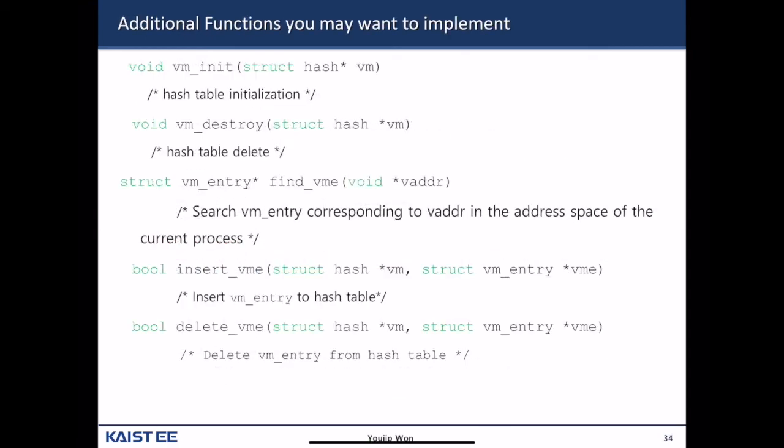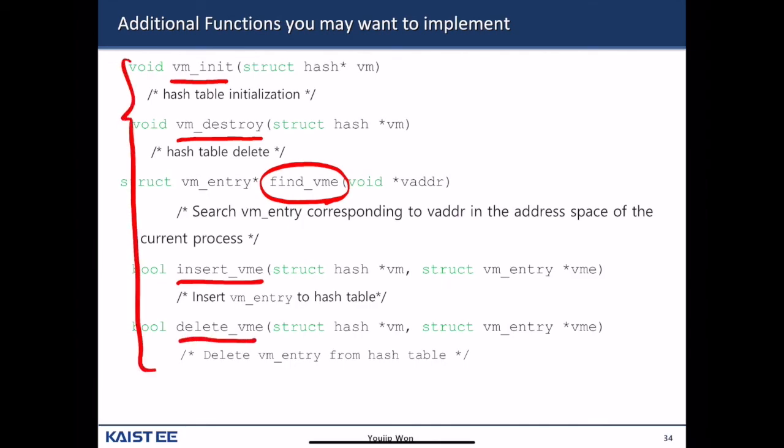Okay. There are many ways to modularize your code, but this is an example. You may want to write a function that initializes and allocates the hash table. Also, you may want to write a function that scans the hash table and finds the associated VME. And also you may want to write functions that insert a VME into the hash table and delete a VME from the hash table. So these are example ways of writing or modularizing your code.